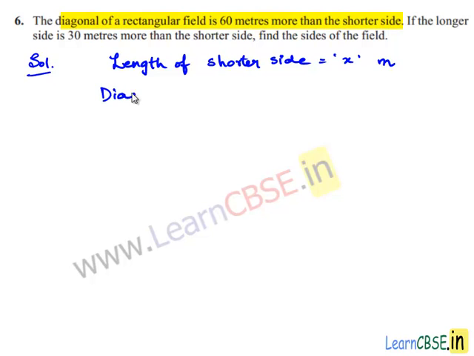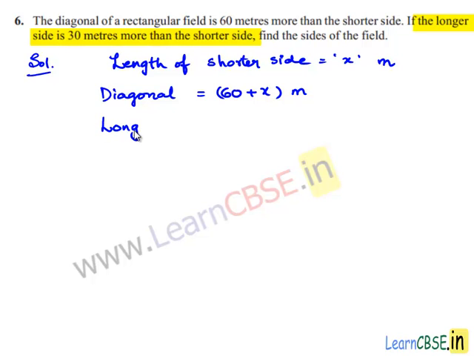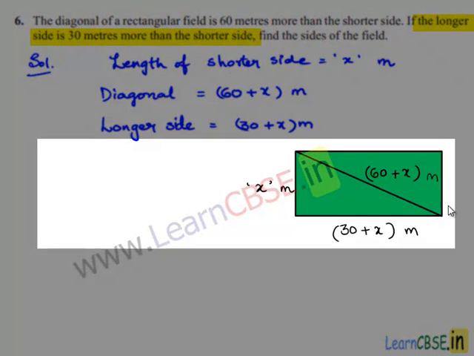Diagonal will be 60 meters more than the shorter side, which is equal to 60 plus x meters. Longer side will be 30 meters more than the shorter side, that is 30 plus x meters. So this is the shortest side, which is x meters, and this is the longer side, which is 30 plus x meters, and this is the diagonal, which is 60 plus x meters.